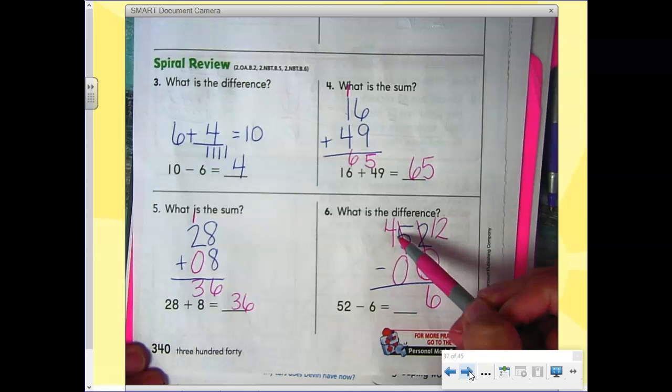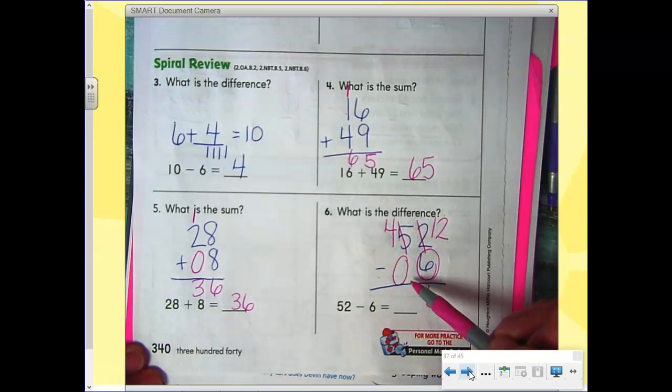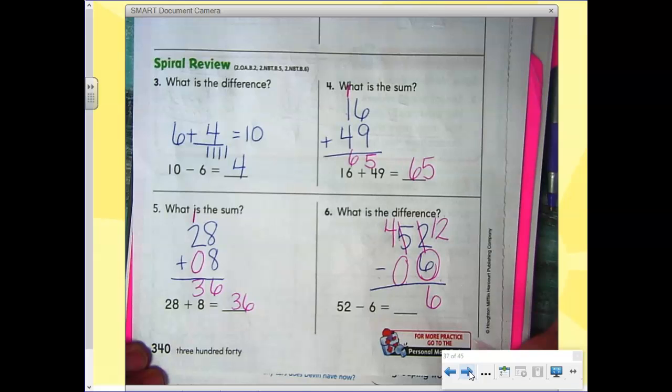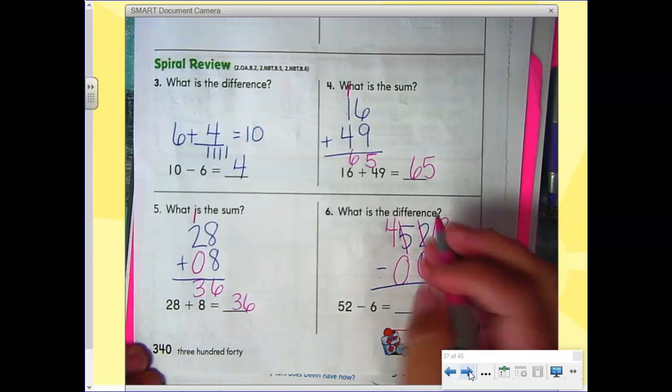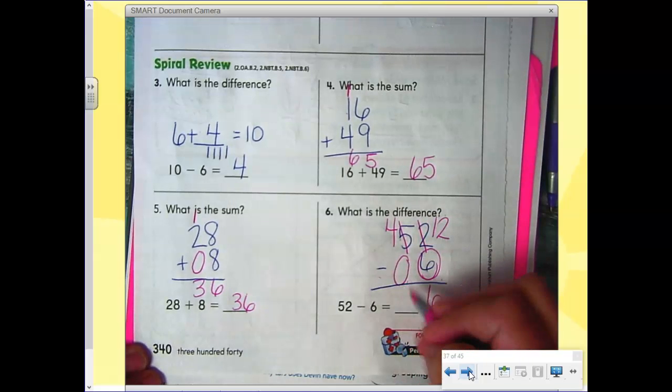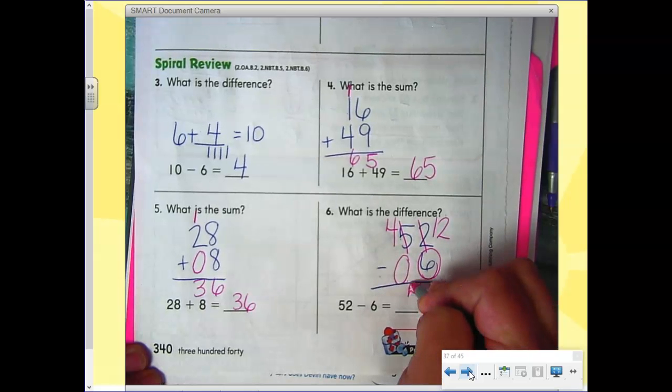Go to your tens place. 4 minus 0. So I have 4. I don't take anything from it. My answer is still 4. 46 is your answer.